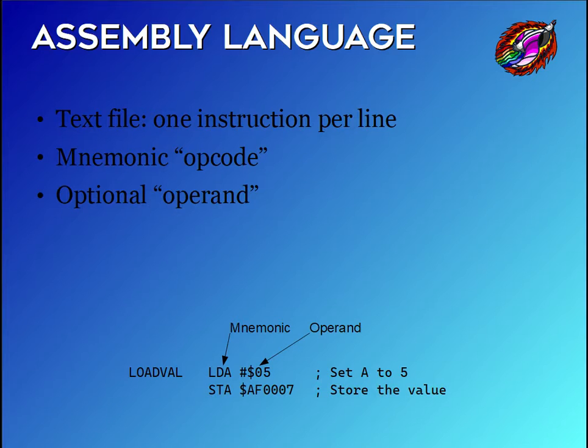The second instruction there is an STA, which stands for store A, and that is given then that 3-byte hexadecimal value there. That is giving the location in memory in which to store things.